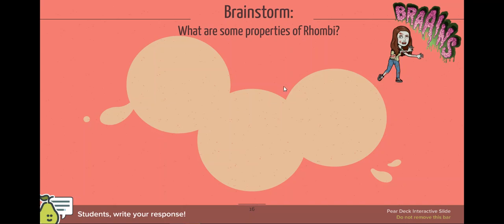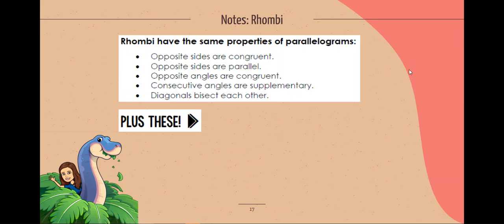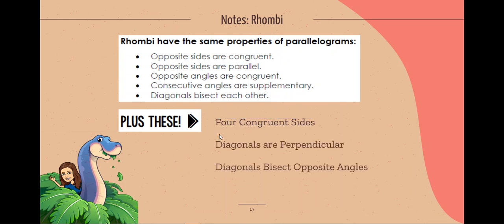So now that we've learned about the properties of rectangles, let's learn about the properties of rhombuses, or rhombi. Similarly to rectangles, a rhombus is a type of parallelogram. So it also has opposite sides that are congruent, opposite sides that are parallel, opposite angles that are congruent, consecutive or adjacent angles that are supplementary, diagonals that bisect each other, plus 4 congruent sides, and its diagonals are perpendicular.